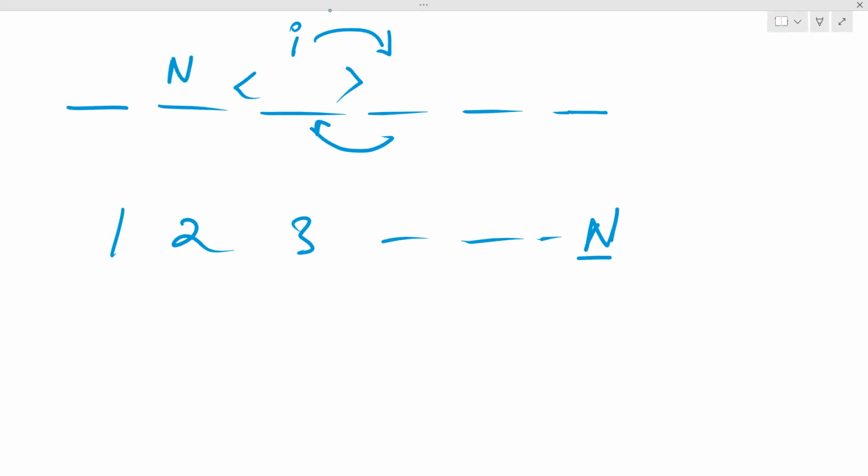One thing is for sure: wherever this n occurs, I can always shift it from anywhere from 2 to n minus 1 to the last place. Why? Because it will always be the maximum element. It is not about whether this n is more than its left neighbor or right neighbor. It is bigger than every other element. So we can always make this n come to this place.